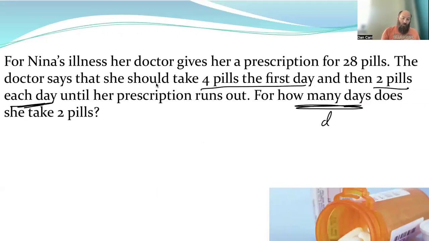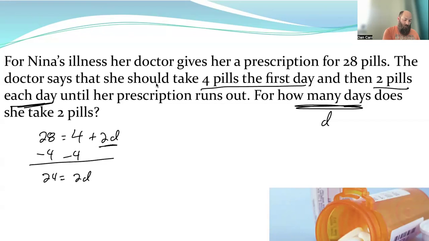So in this scenario, the prescription is 28. So she uses all 28 pills. That's based on taking 4 pills the first day, and then 2 pills per day after that. So that's my setup. We're showing the number of days that she is taking 2 pills as 2 times D. So again, I can subtract 4 from both sides, making it 24 is equal to 2D. And then I divide by 2, so I get 12 for D. So my answer here is Nina will be taking the medicine for 12 days.